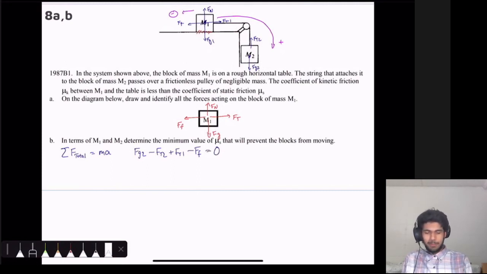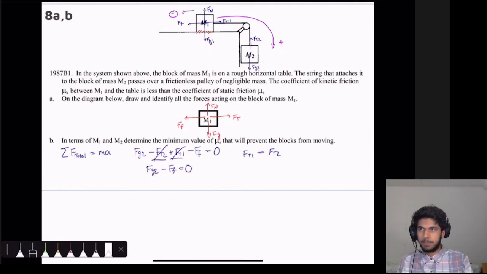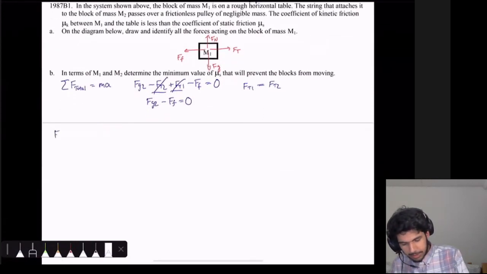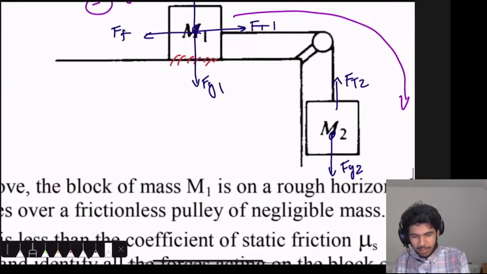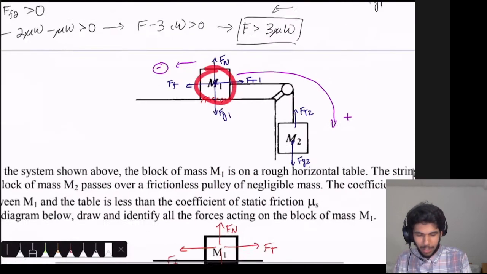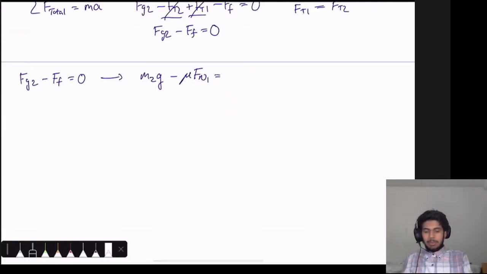And we should remember something similar from last week, in that we claim that Ft1 equals Ft2, because they're a part of the same string. So this simplifies a little bit, because these terms cancel, and we get Fg2 minus Ff equals 0. So Fg2, I'm just going to rewrite it down here. Fg2 is just m2g minus mu Fn. Well, okay, what's the friction? The friction relates to M1. So this normal force relates to M1, and we want that to be 0.